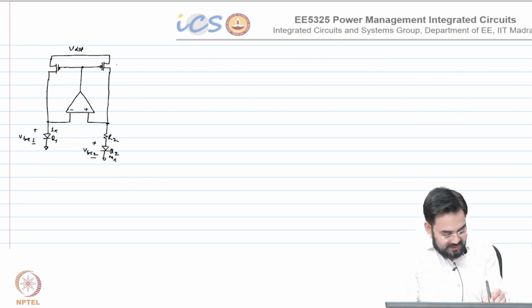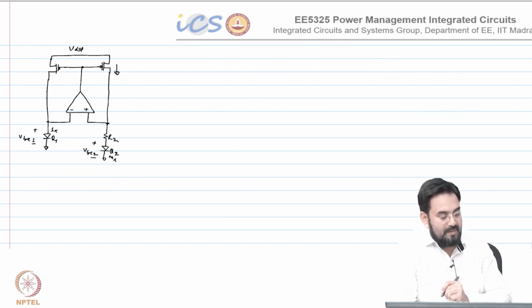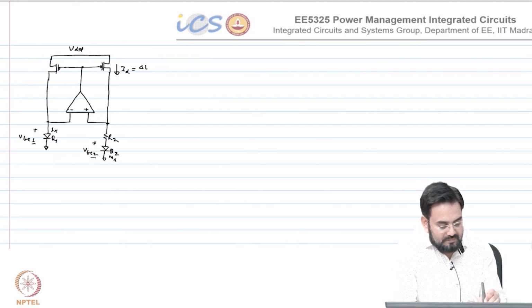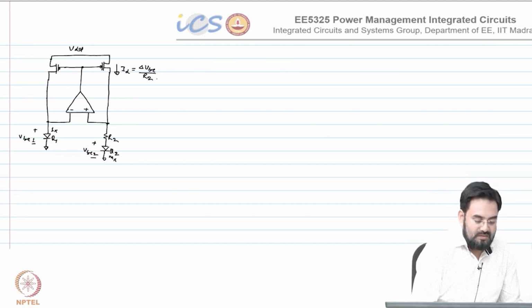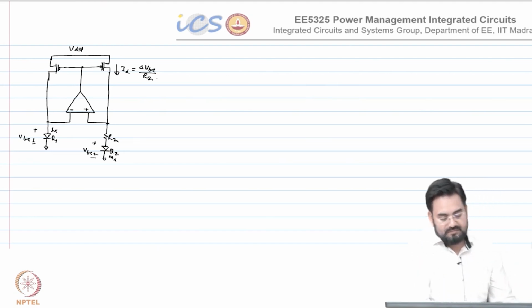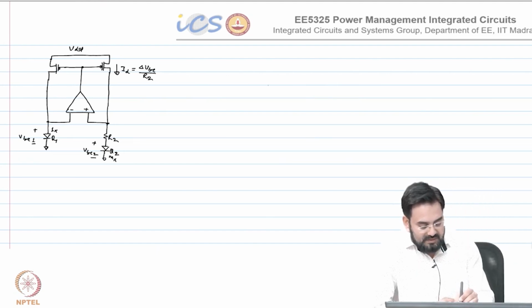So, what is this current? Delta VB by R, by R2. How can I do VB by R? So, let us do another circuit.